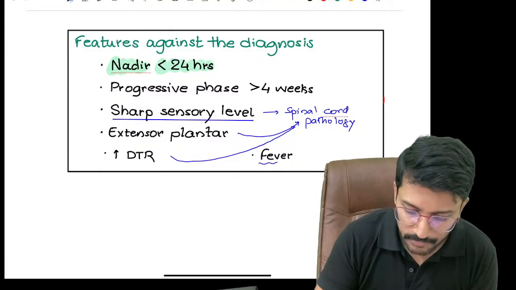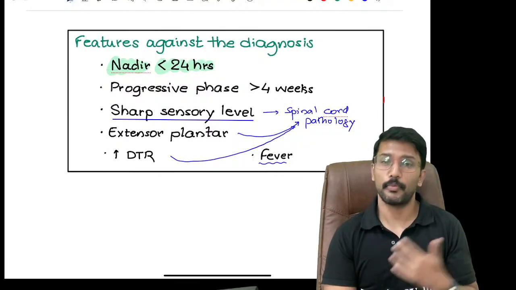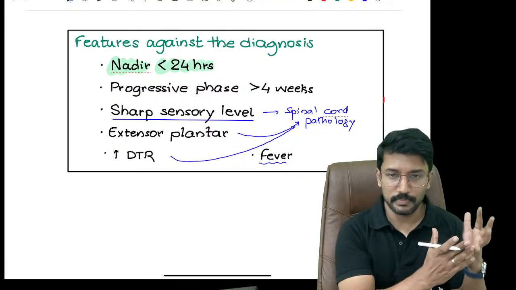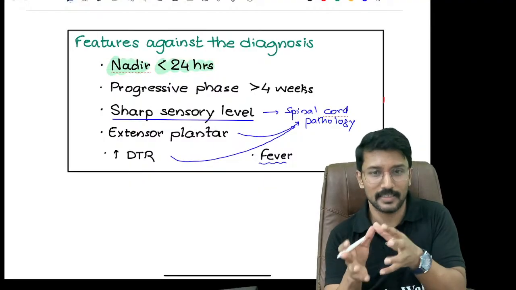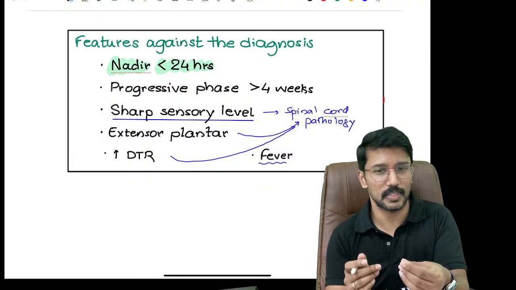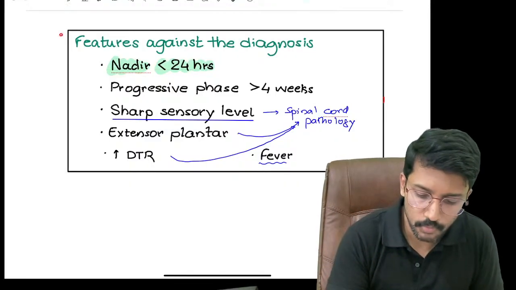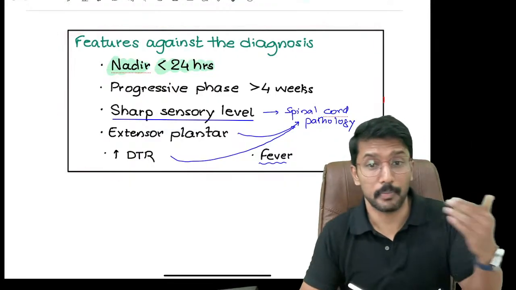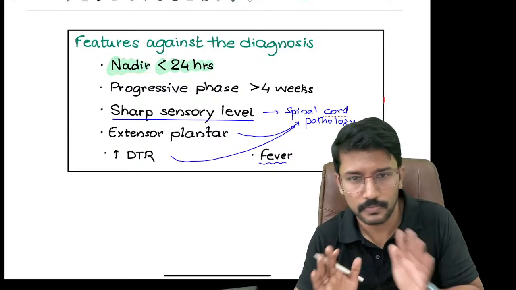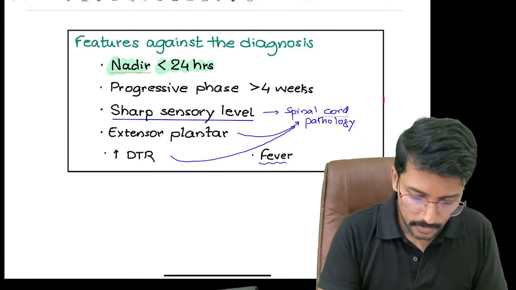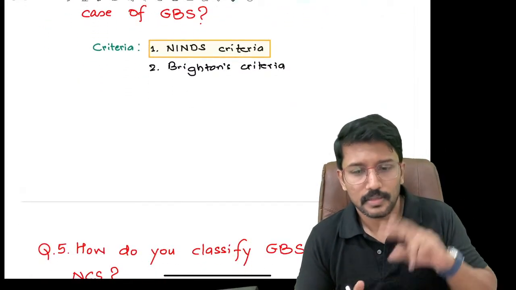And then the presence of fever may point towards muscle disorders, encephalopathies or even meningitis. So fever at the time of presentation in a patient with suspected GB syndrome is unlikely to be GB syndrome. This is one table I want you to learn by heart, because it keeps appearing in the MCQs: features not consistent with the diagnosis of GB syndrome. Clear?